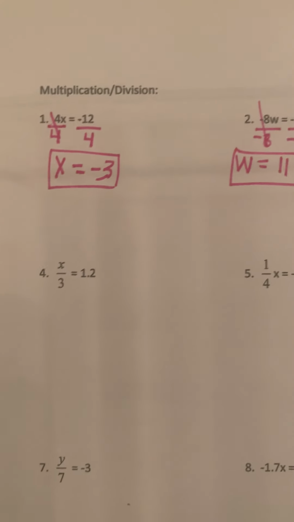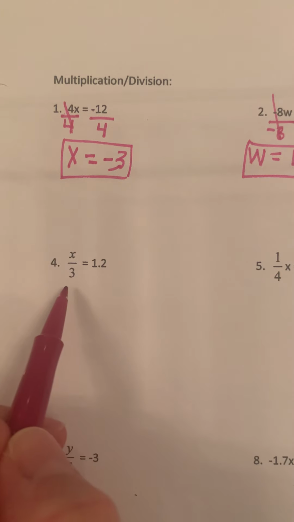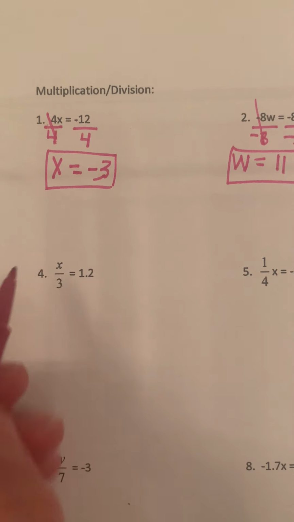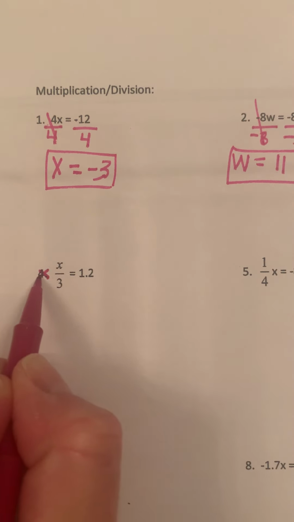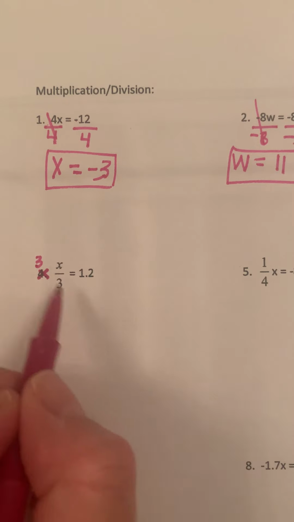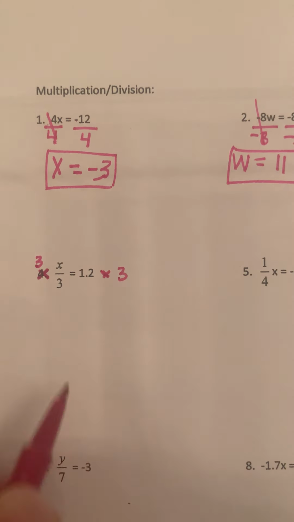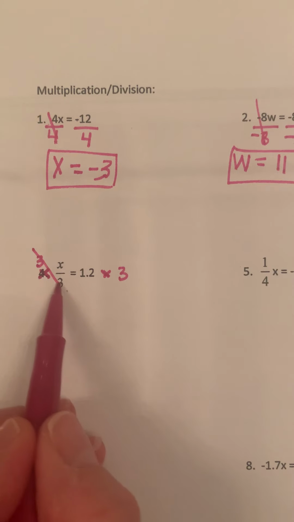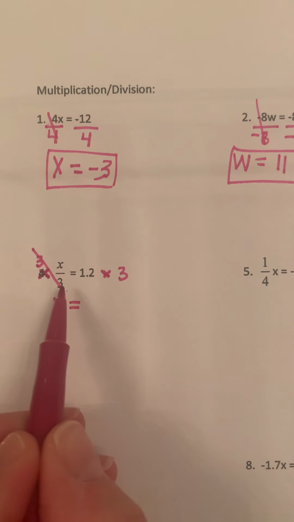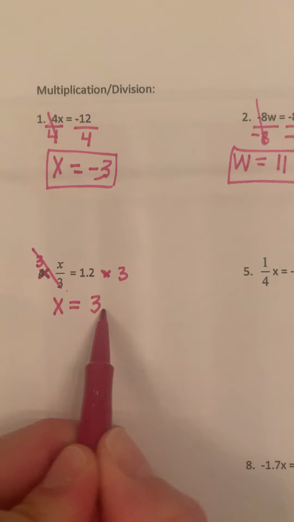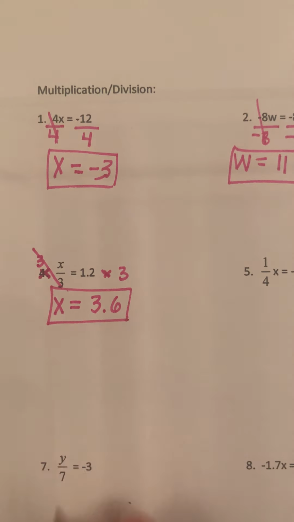All right, the next ones are kind of mixed. This one is x divided by 3. So the opposite of dividing by 3 is multiplying by 3. So I'm going to multiply this by 3. To keep it balanced, I'm going to multiply this by 3. 3 divided by 3 is 1, so that cancels out. 1.2 times 3 gives us 3.6.